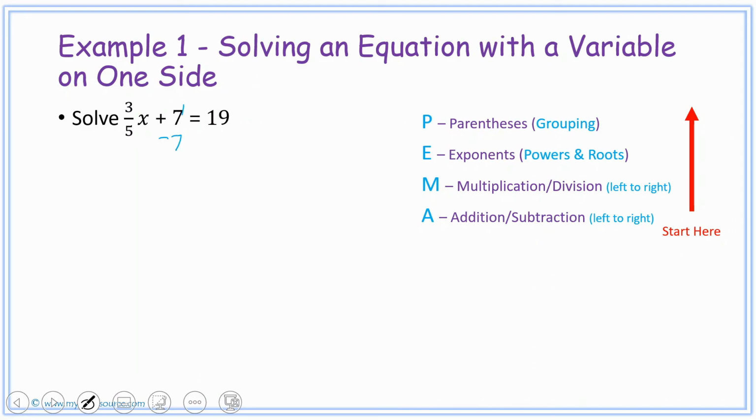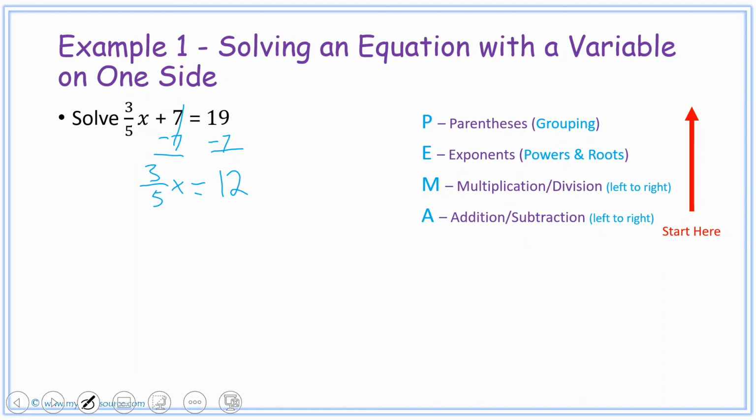Now that allows me to cancel on the left side. But remember, what I do to one side of the equation, I must do to the other. So I subtract 7 there. So that means I'm left with 3/5 x equals 19 subtract 7, which is going to be 12. Now we have another equation such as ax equals b, and remember we can isolate our variable.